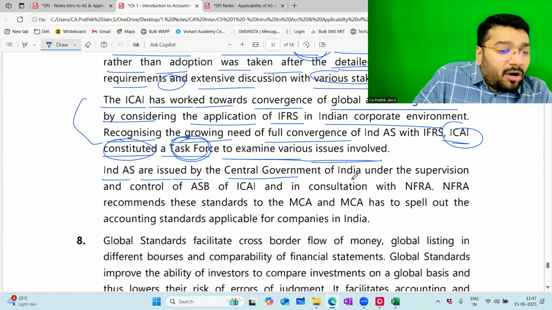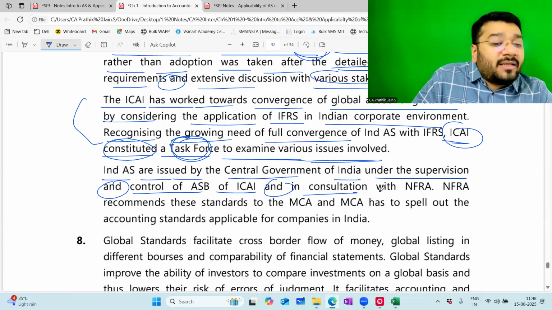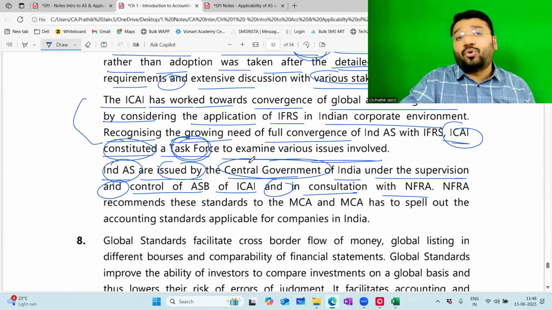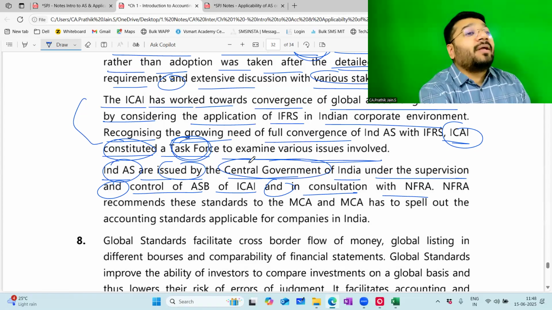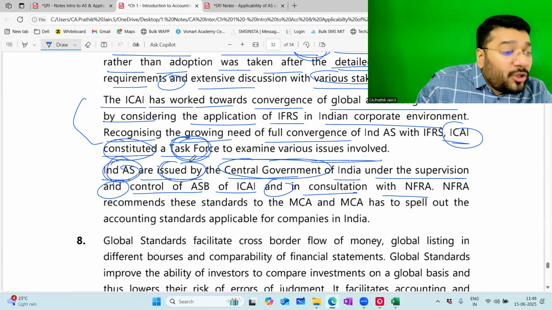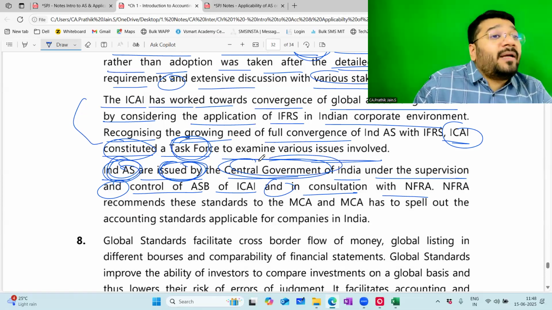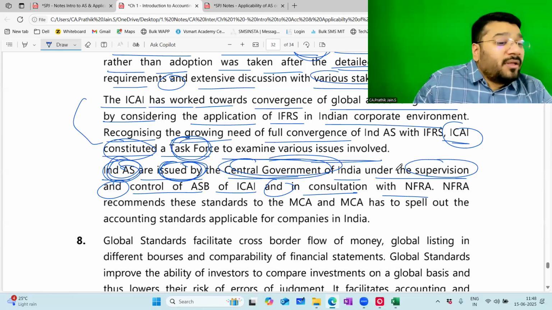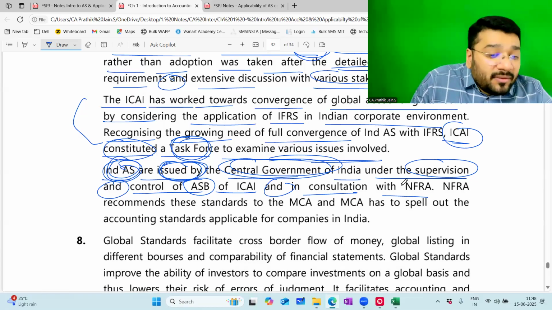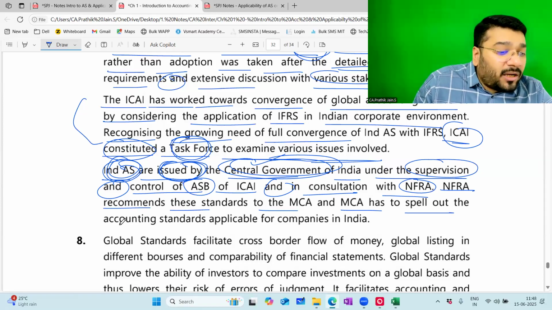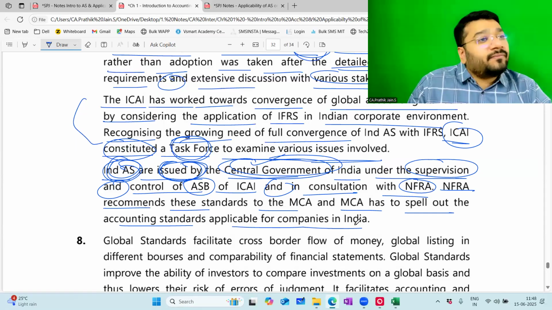Ind AS are issued by the Central Government of India under the supervision and control of ASB of ICAI and in consultation with NFRA. Sorry, Ind AS is notified by the Central Government. Central Government here means who? MCA. So Ind AS is finally notified. The word issued is not right. The word is notified. Ind AS is notified by the Central Government, which here is MCA. Under supervision means ASB will recommend it. MCA will consult with NFRA. Then they will notify. NFRA recommends these standards to MCA, and MCA has to spell out the accounting standards applicable to companies in India. Am I clear?